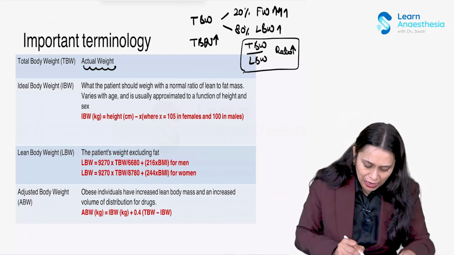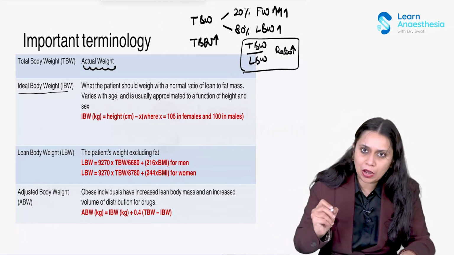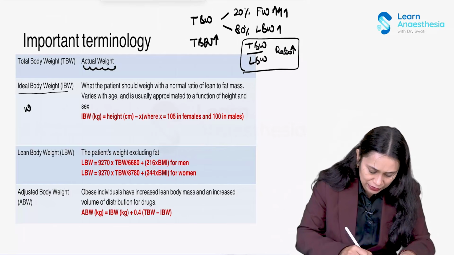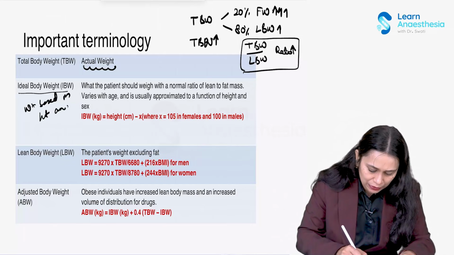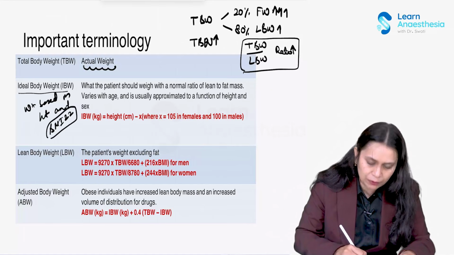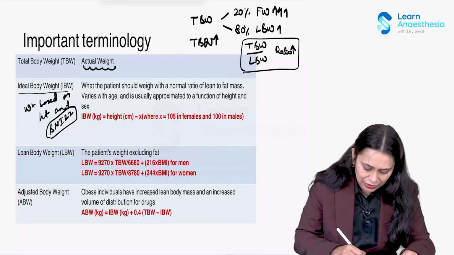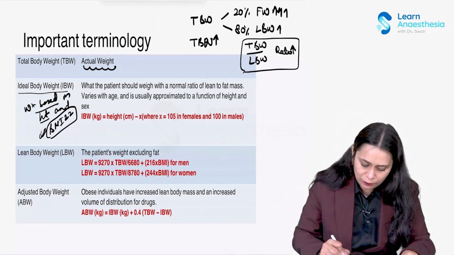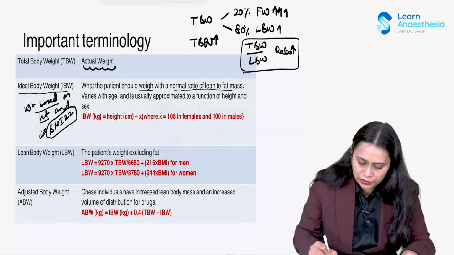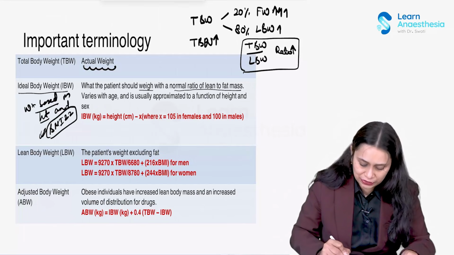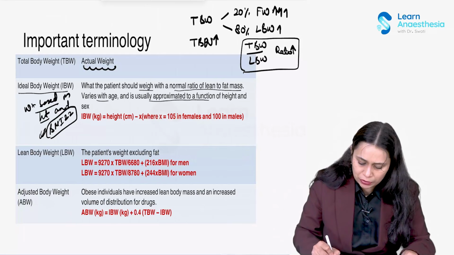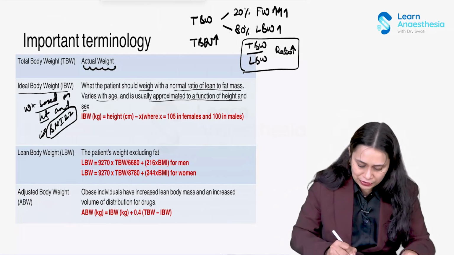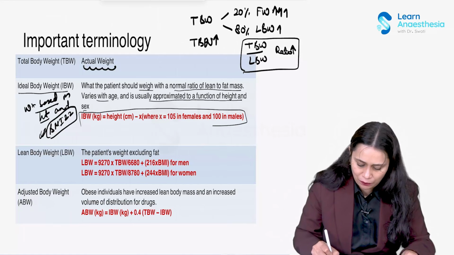Okay, so ideal body weight is the weight based on height, where the BMI considered is 22, right? The ideal BMI is 22. Considering the ideal BMI, this is the weight calculated according to height, right? So it is what the patient should weigh with a normal ratio of lean to fat mass, and it varies with age and is usually approximated as a function of height and sex. So this is the formula to calculate the ideal body weight.